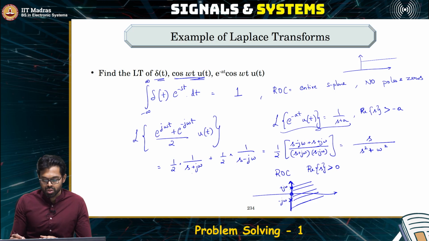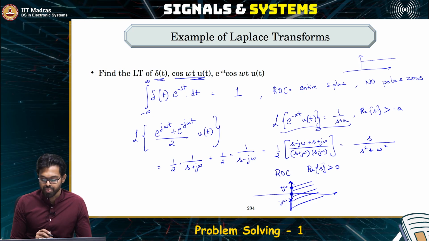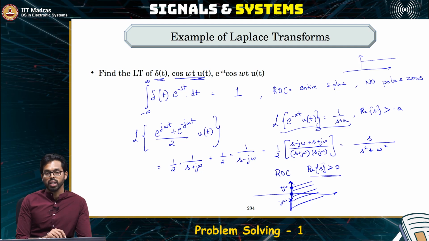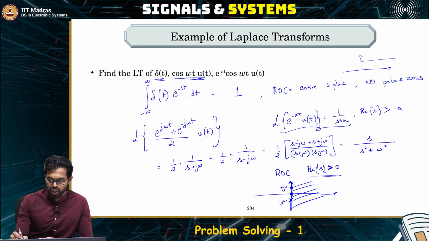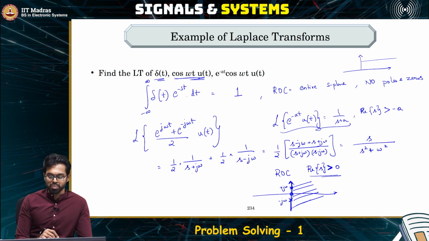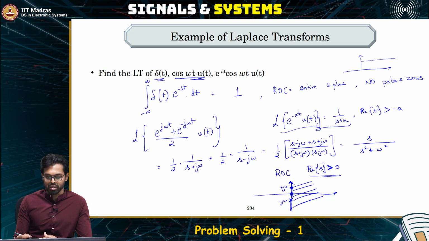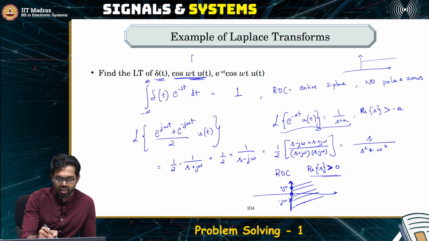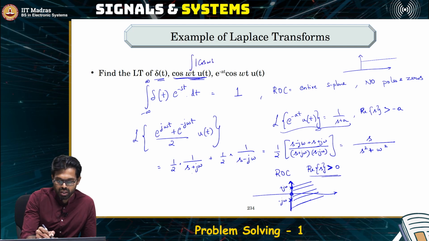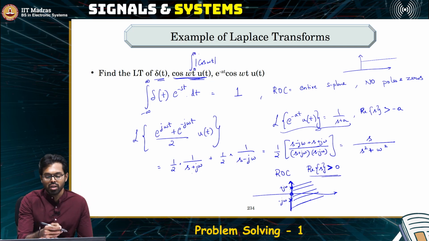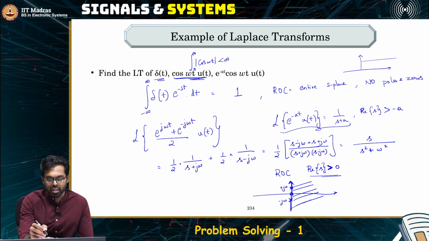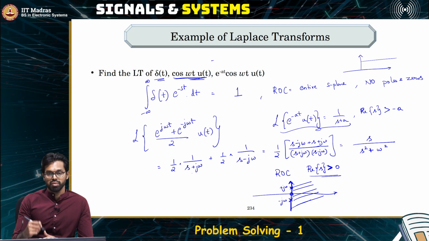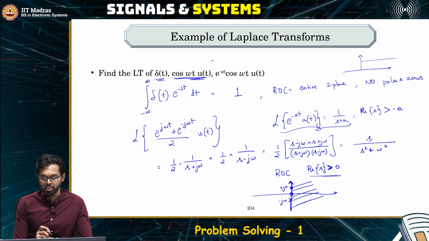It's to the right of the rightmost pole, and hence this is a causal signal. And the real part is greater than 0. Because the real part is greater than 0, it does not include the j omega axis, and hence this is not absolutely integrable. If you try to compute the integral of mod of cos omega t from 0 to infinity, it's not less than infinity, right? So this is not absolutely integrable, and hence if this is the transfer function of some system, then it is not a stable system.